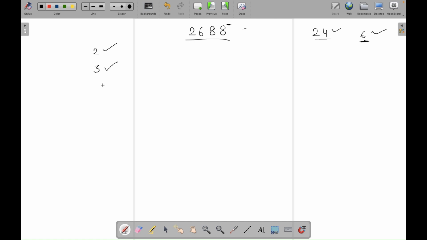Then we can check with 4. For 4, what was the rule? We just have to look at the last two digits. So we'll look at 88.